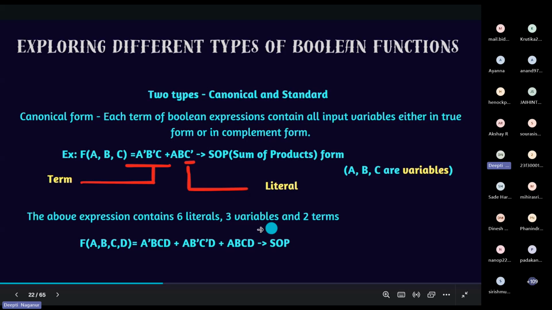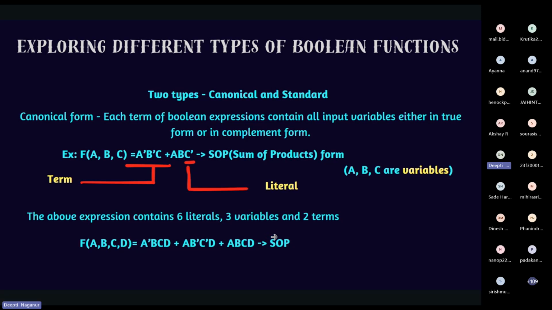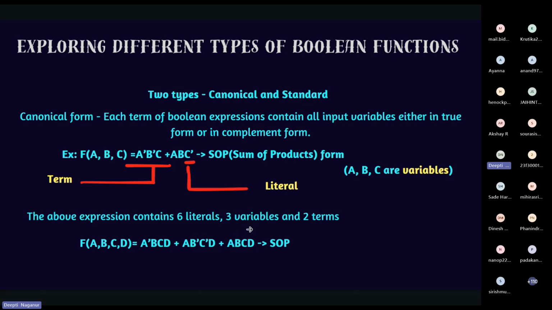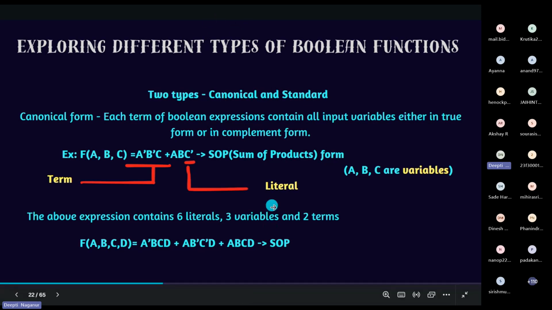Yes, so this equation is constituted of four variables and it has three terms, and each term has four literals, so a total of 12 literals. And this is also in the form of sum of products. So now, this was canonical. Can you guess what might be standard form? It's very easy to guess. Can you guys guess what might be standard form?